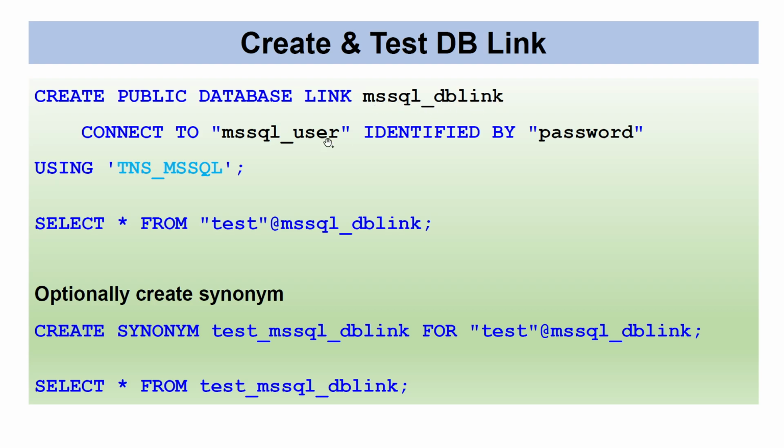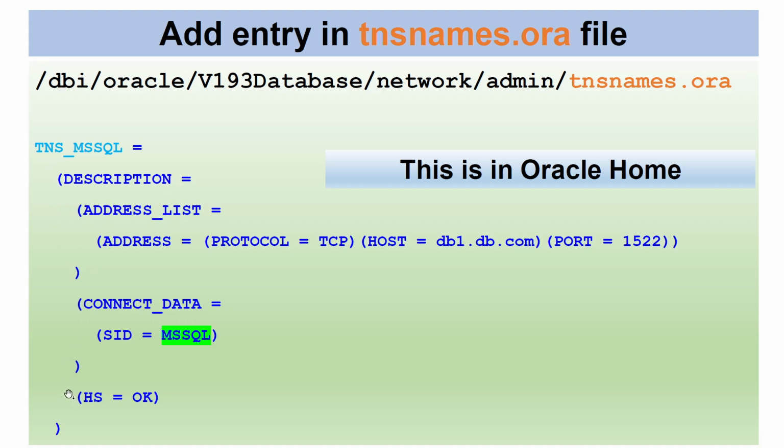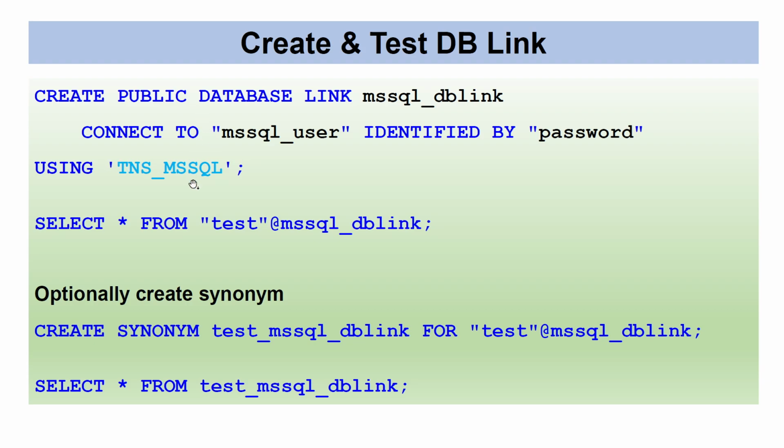choice is your choice. This is the user who has got the access to this particular SQL Server database. This is the password of this user, and this is the TNS entry that we created in the TNS file, tnsnames.ora, and this has to match. Once you have done the DB link, now you are ready to connect and select the data from this.